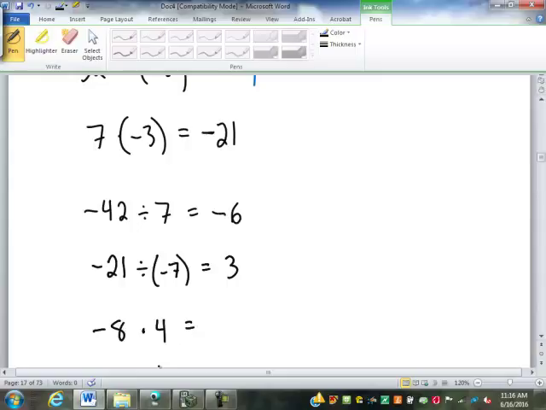And how about -8 times 4? Positive or negative? Positive, or negative, sorry. Negative times a positive is a negative. So negative, and 8 times 4 is 32.